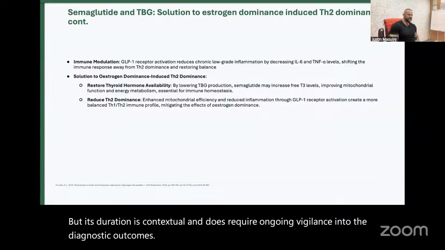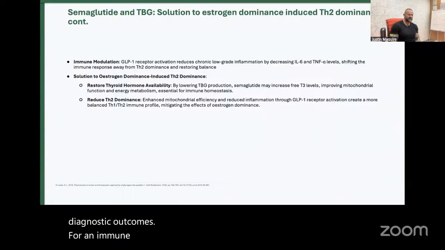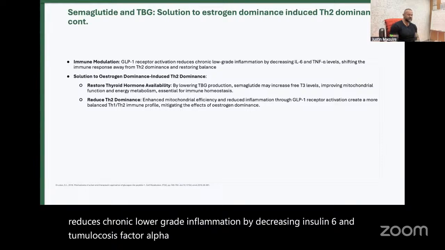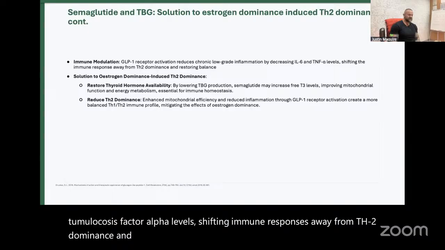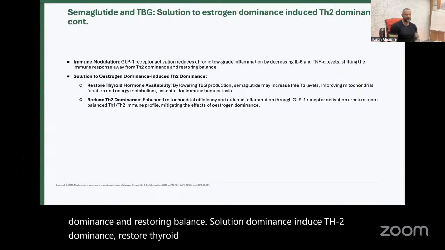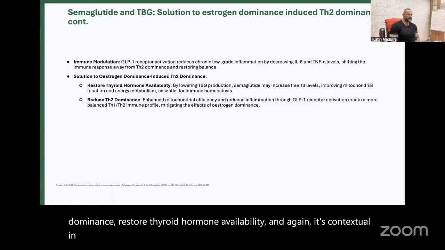From an immune modulator perspective, GLP-1 receptor activation reduces chronic low-grade inflammation by decreasing interleukin-6 and tumor necrosis factor alpha levels, shifting immune responses away from Th2 dominance and restoring balance. Solution to estrogen dominance induced Th2 dominance: restore thyroid hormone availability, and again, it's contextual in its duration of use, as well as the status of the microvasculature.